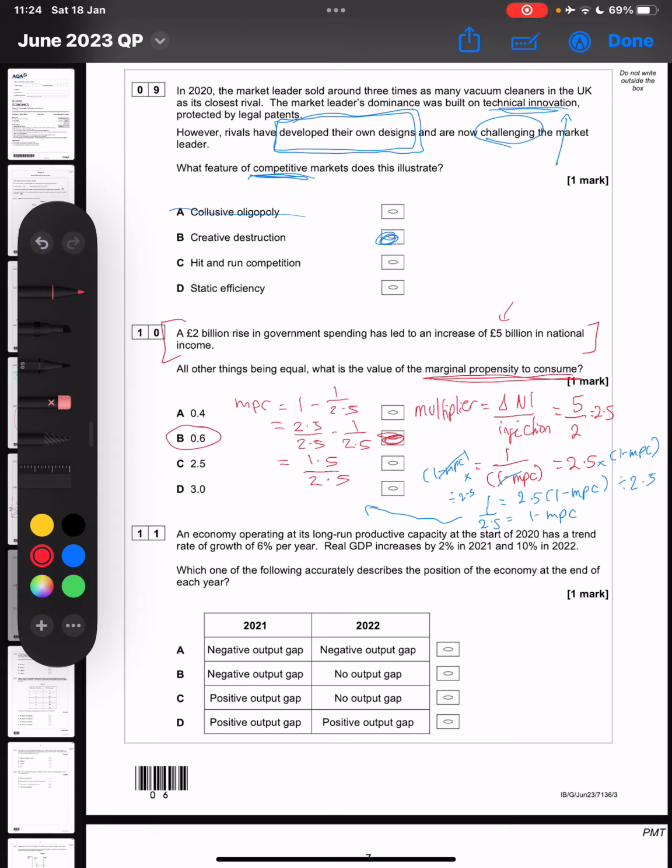Which of the following describes the position of the economy at the end of each year? Okay, what do we have? So an economy is producing at its long-run productive capacity at the start of 2020. This is my long-run AS. And has a trend rate of growth of 6% per year. So the long-run AS should be shifting. So it's 6% higher in 2021.